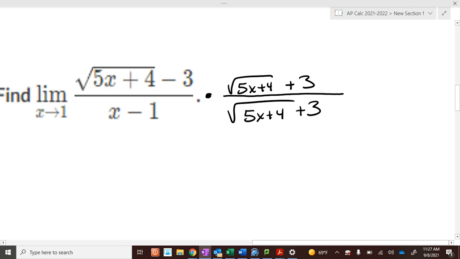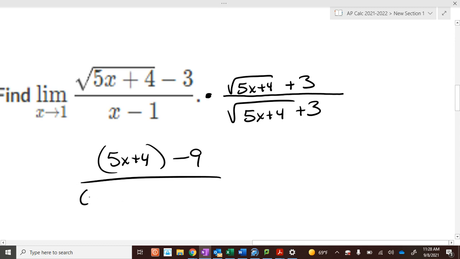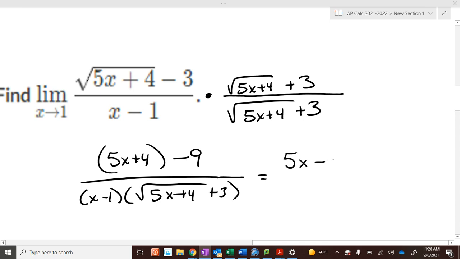you multiply by the conjugate of the square root to get rid of the square root. All right, so if we do this, we FOIL the numerator. What's the numerator going to become? The quantity of 5x plus 4 minus 9. My denominator I'm going to leave as x minus 1 times the quantity of the square root of 5x plus 4 plus 3. So 5x plus 4 minus 9 is really 5x minus 5.